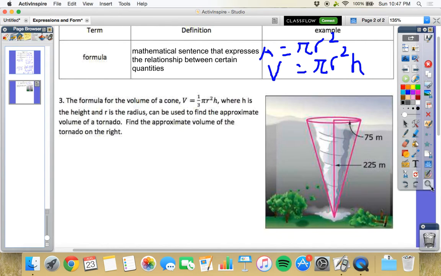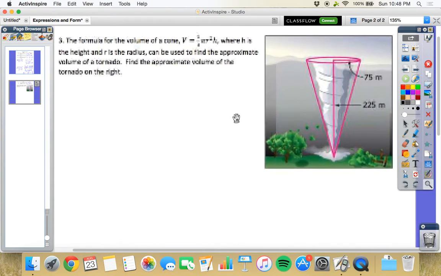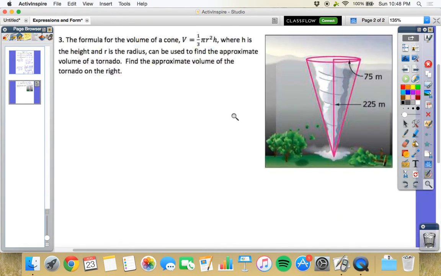The last example we'll do today is the formula for the volume of a cone, 1/3 times pi r squared times height, where h is the height and r is the radius, which can be used to find the approximate volume of the tornado on the right. My advice to you is if you see a tornado, in fact, you should run and then maybe worry about finding the volume. But first, run, find shelter. Assuming that the tornado is a perfect cone, which most of them aren't, we could find the volume of it.